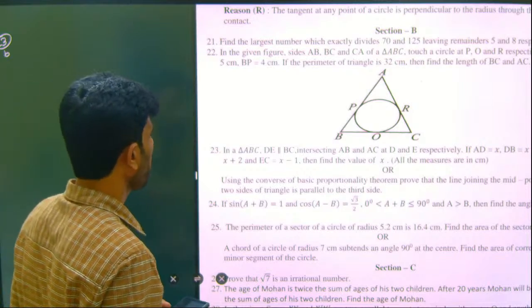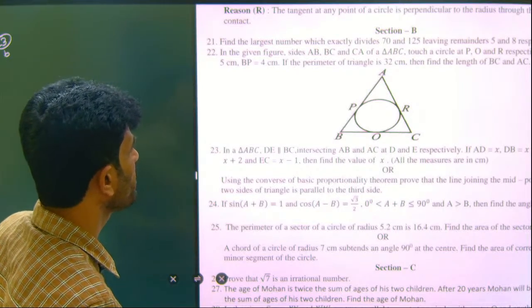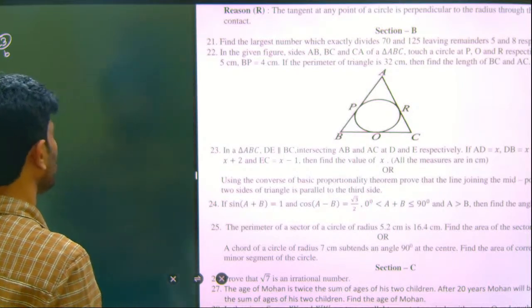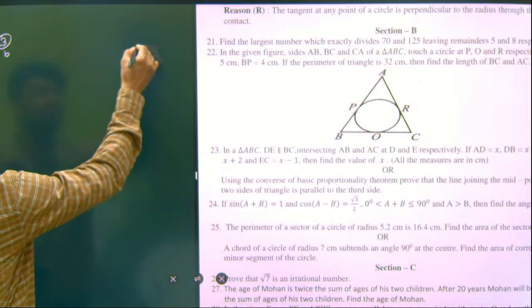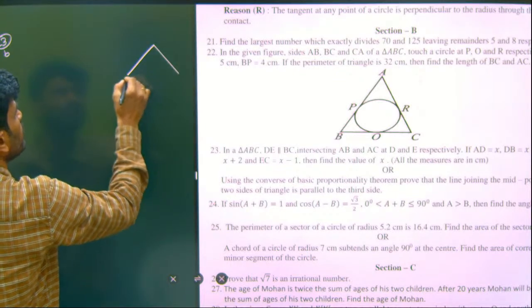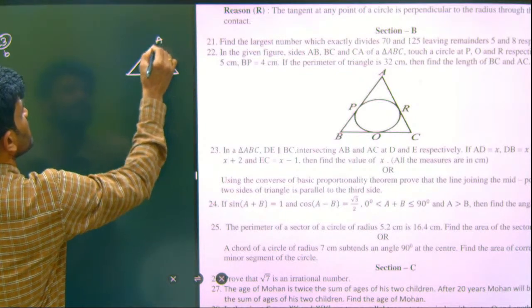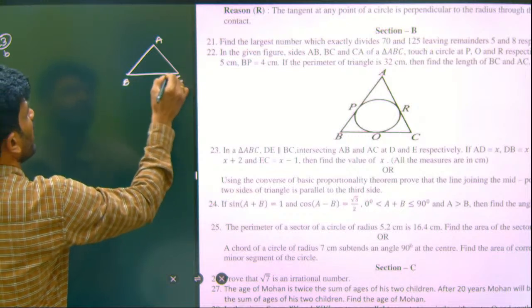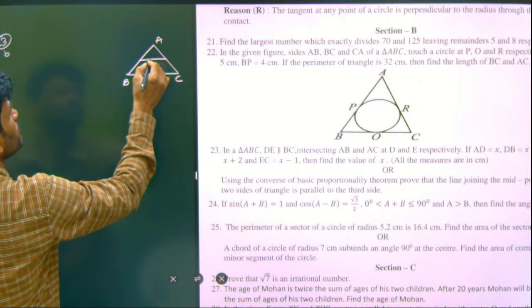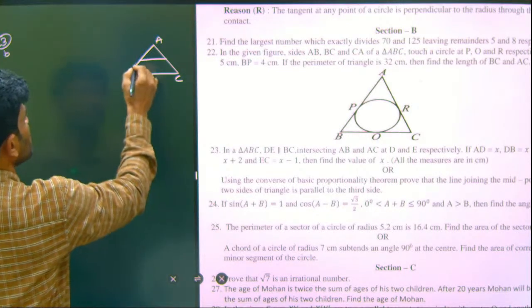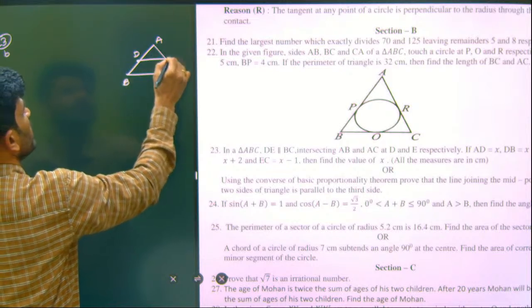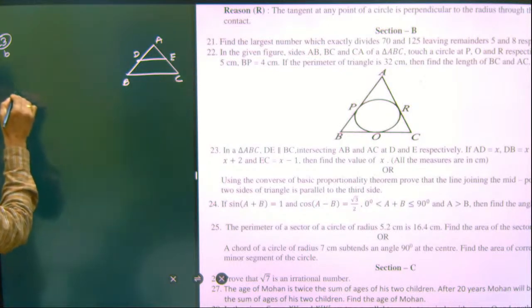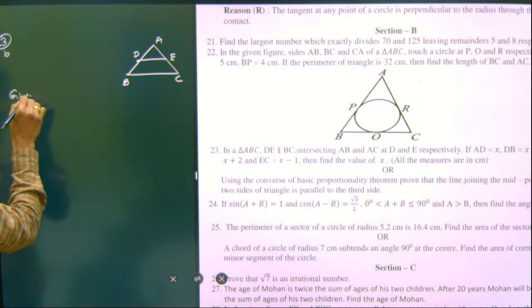By using converse of basic proportionality theorem, prove that the line joining midpoints of any two sides of a triangle is parallel to the third side. Then here what we have to do? We take a triangle like this, ABC, and we draw one line which joins midpoints D and E. First, in given, what we have to write?